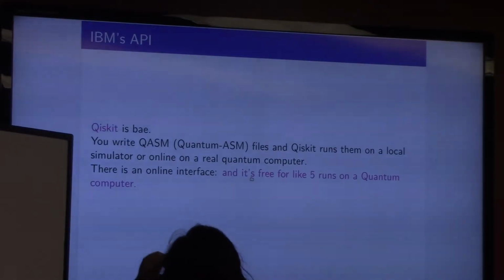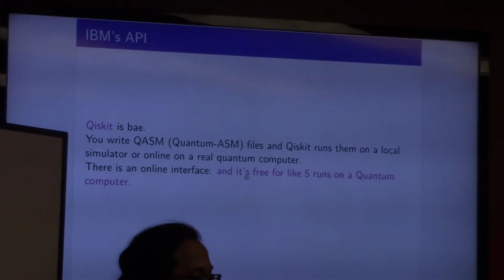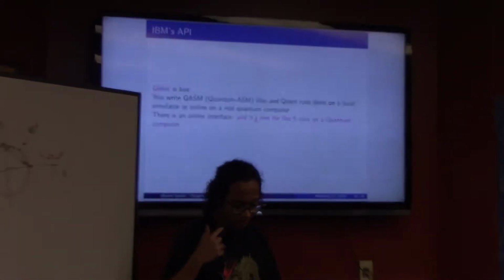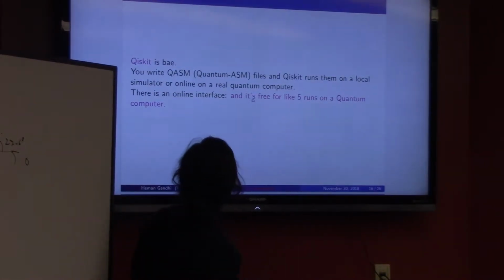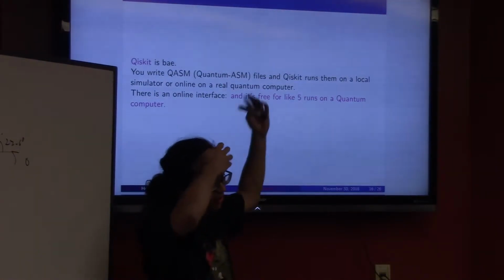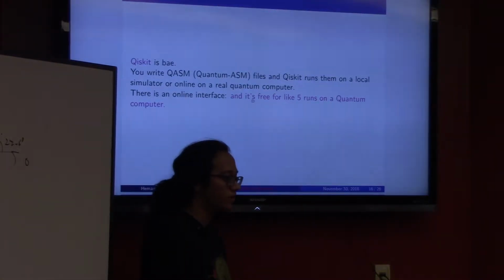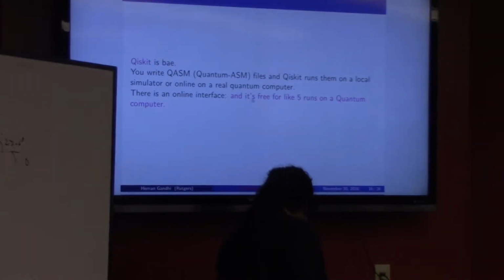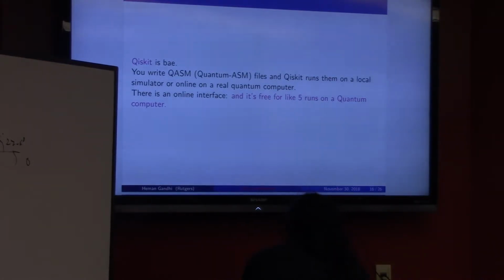IBM has this thing called Qiskit, which is their quantum API kit, and it's actually really cute. It has an assembly language that you can run, and you can locally simulate it on your computer, or you can ask IBM to run it on their quantum computers for some amount of money. But more importantly, let me open up the Firefox tab.